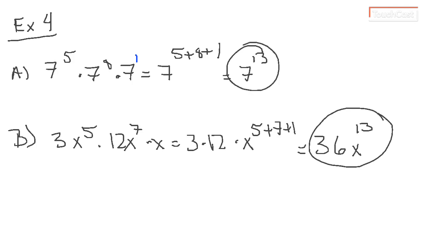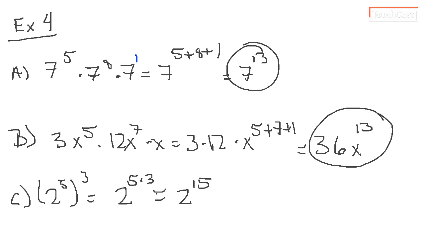Let's look at a couple more examples. We'll look at for C, we're going to have 2 to the 5th power. We're going to raise that to the 3rd power. So we're going to have 2 to the power of 5 times 3. And 5 times 3 is 15, so we're going to have 2 to the 15th power. I think we can squeeze in at least 2 more, maybe a third additional example with this example 4.